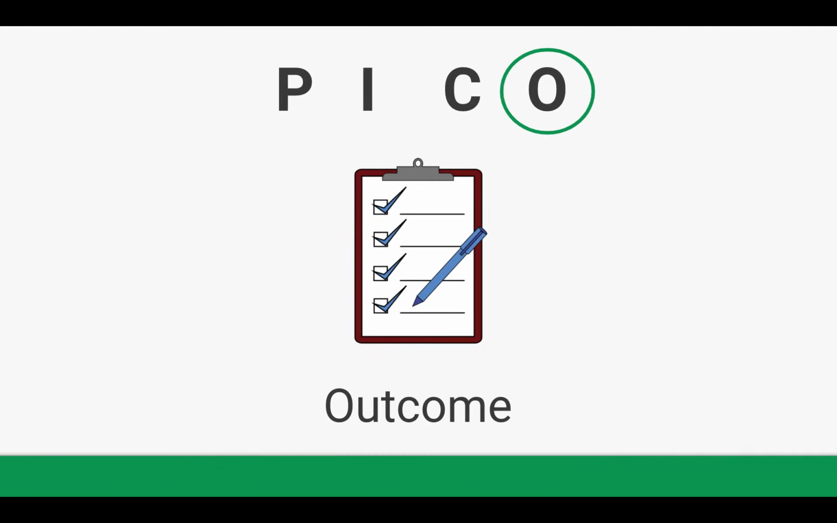O relates to the outcome, and this is the measure you would like to examine to determine the effectiveness of your intervention. For example, measuring complications that arise after a particular intervention or determining death and morbidity rates.